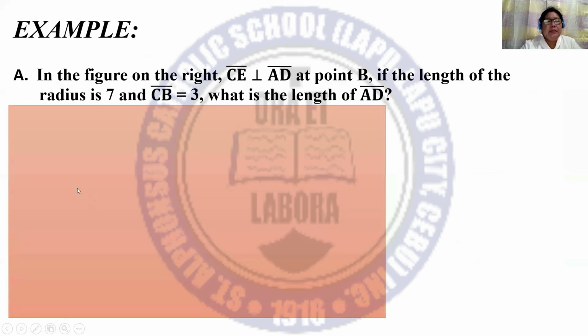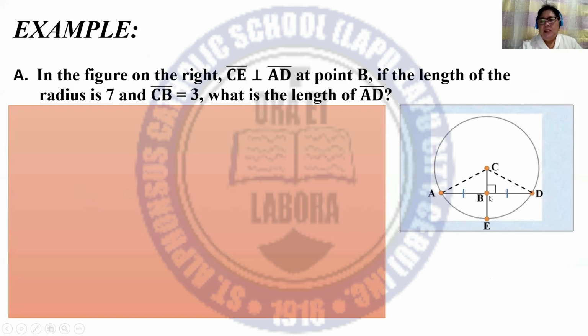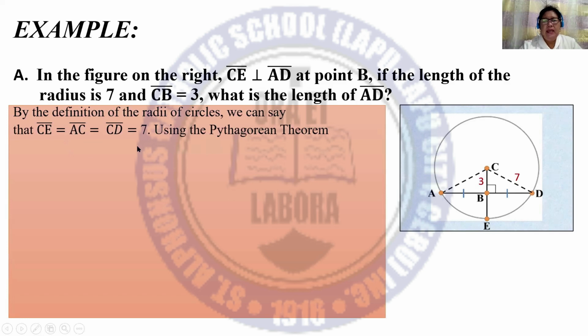Let us have an example. In the figure on the right, CE is perpendicular to AD at point B. If the length of the radius is 7 and CB is 3, what is the length of AD? So by the definition of radii of circles, we can say that CE is equal to AC, which is also equal to CD, and the measurement of each radius is 7. Using the Pythagorean theorem for triangle CBA, we can find the length of AB.